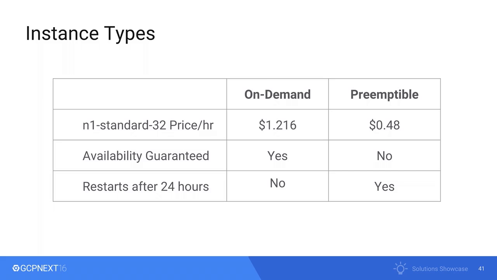There's two types of instance types that we look at at Moonbot. There's the on-demand and preemptible nodes. Our goal at Moonbot is to try to take advantage of the preemptible nodes because they're less than half the cost.